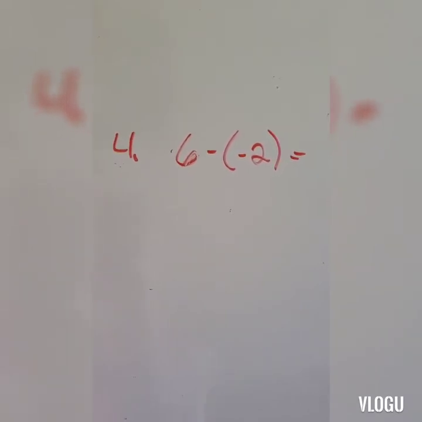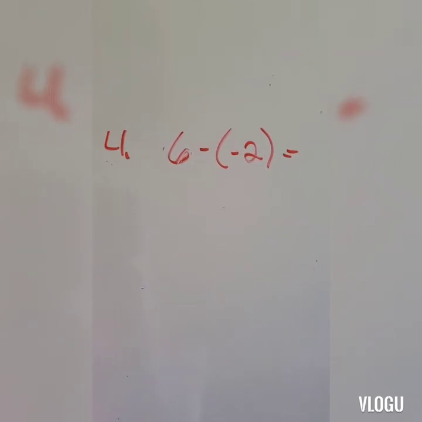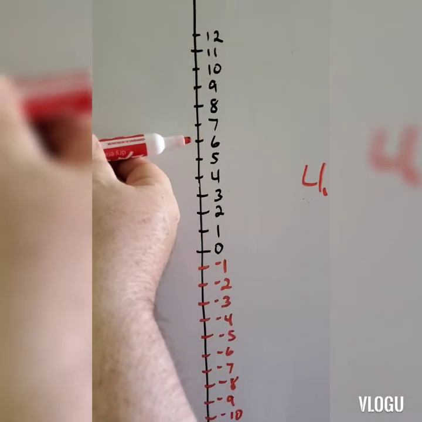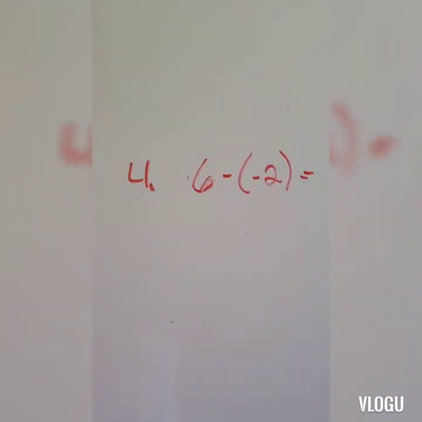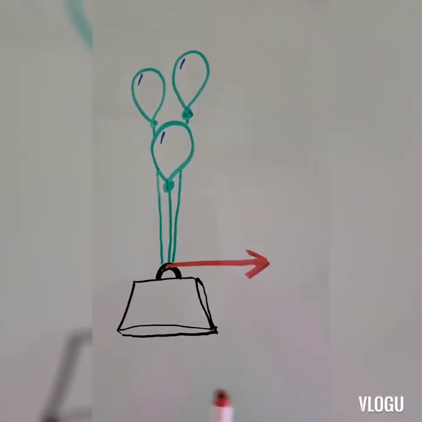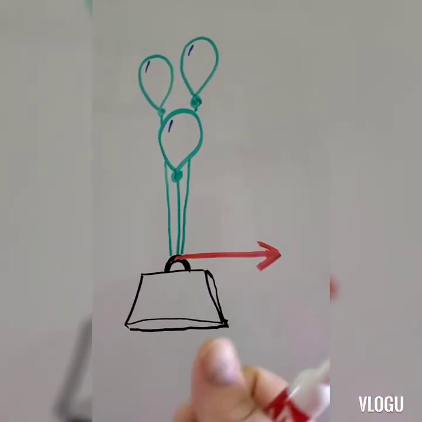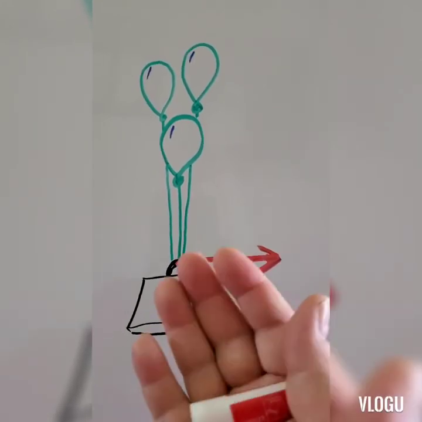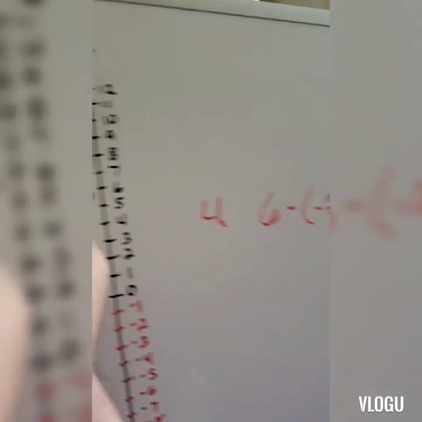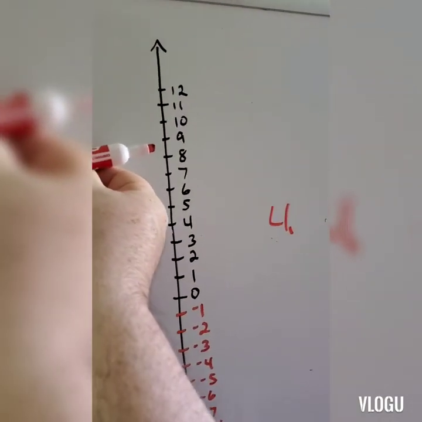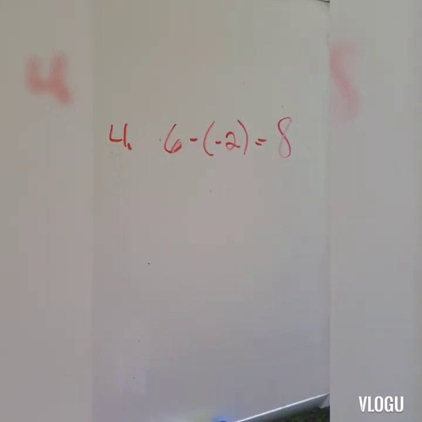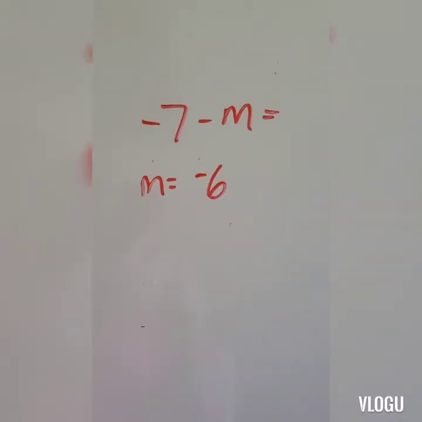Number 4 is 6 minus negative 2. So we're going to start with a 6. And we're taking away negative 2. We're going to remove from here a negative, so we're removing some weight. If we remove some weight, we're going to float up the number line. How far? 2. 6 up 2? 8. Our answer is 8. So the answer to number 4 is 8.